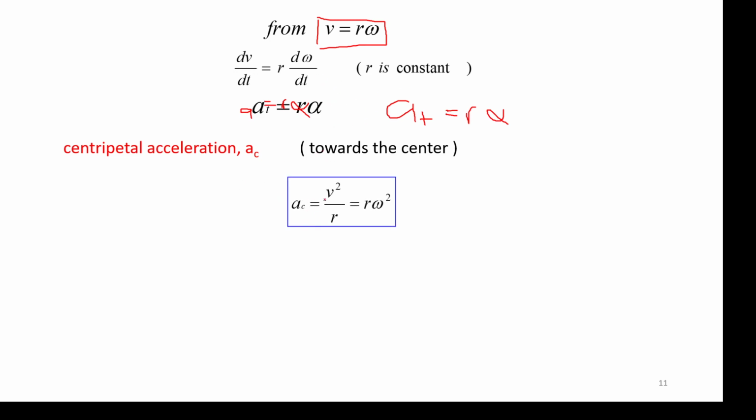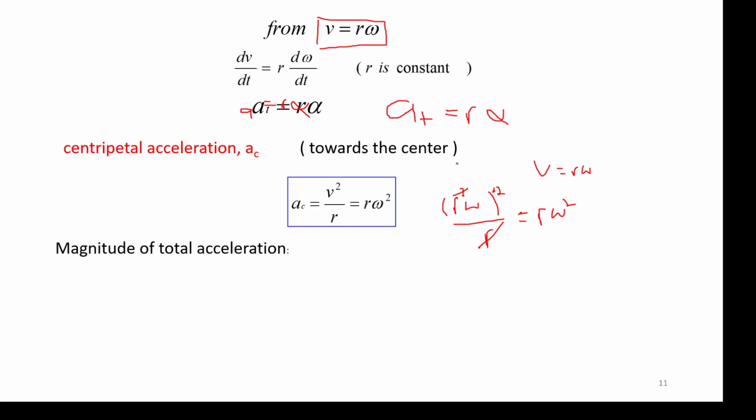Centripetal acceleration is v square over r. Since we know that v equals r omega, substituting that inside here, you would have r omega square over r. So you should have what? R omega square, cancelling the r. Sorry for the math.